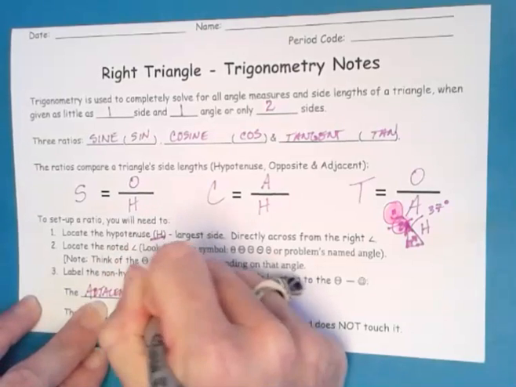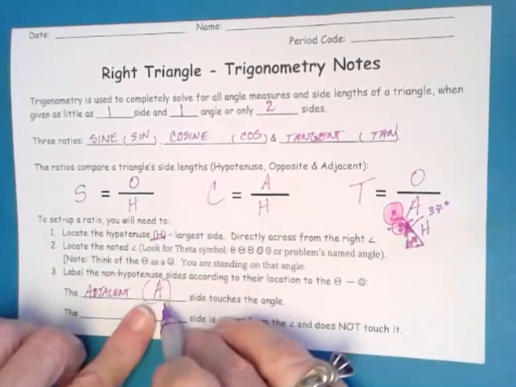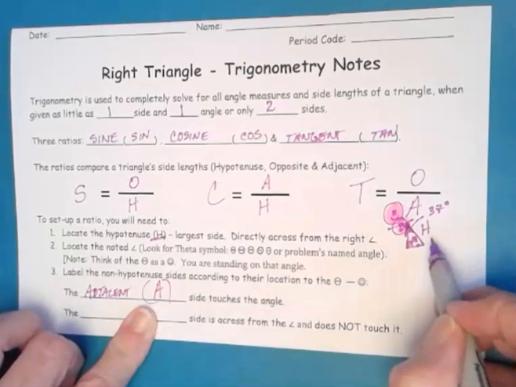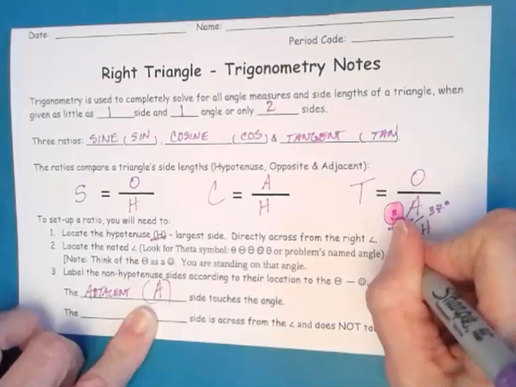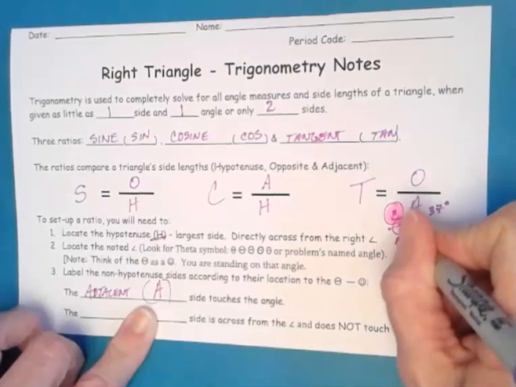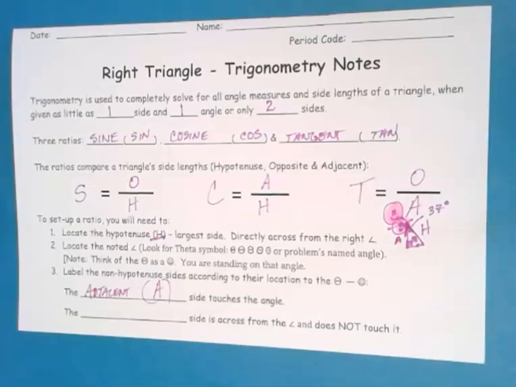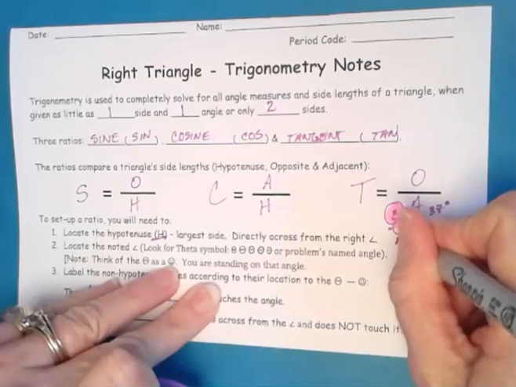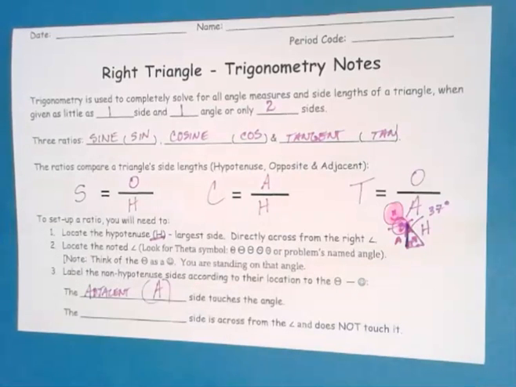I'm going to put a capital A because it touches the angle where theta is, or where I said you could stand. Well, it can't be the hypotenuse, so it has to be the other side that touches. This side here, I'll put blue on it. This is now the side adjacent to the angle we started discussing.